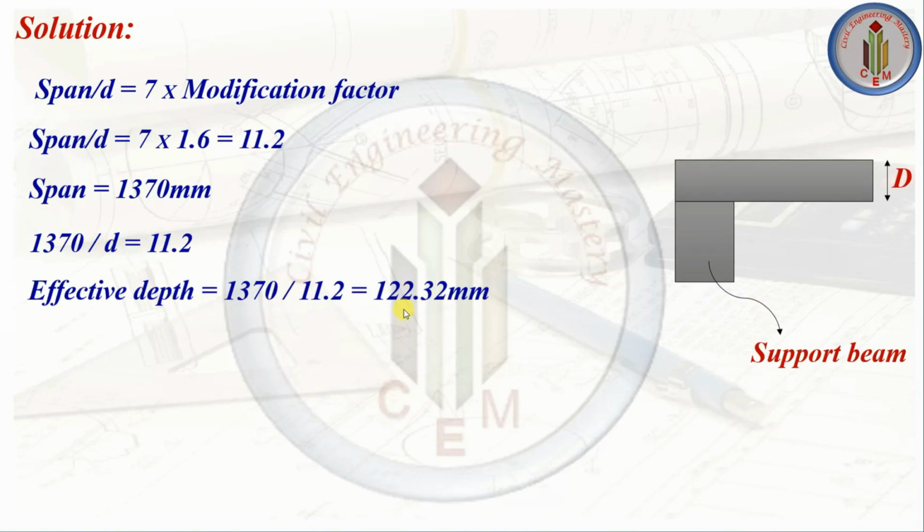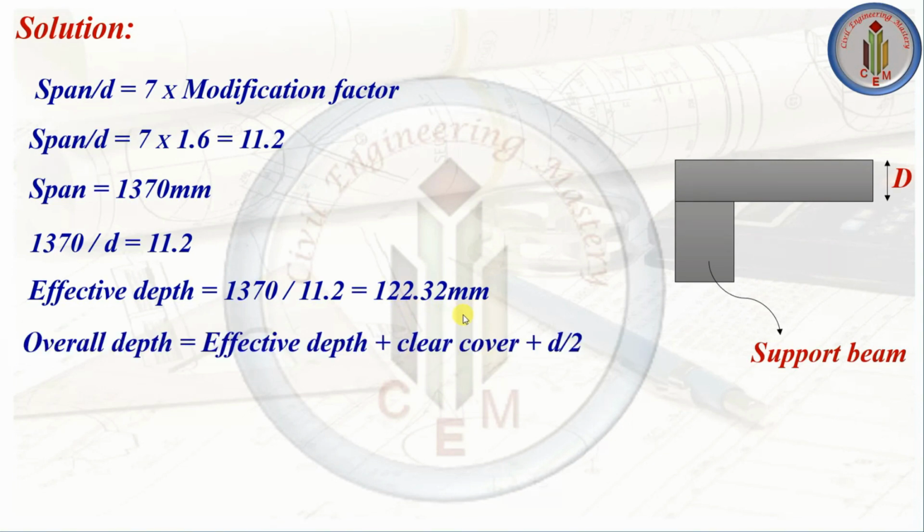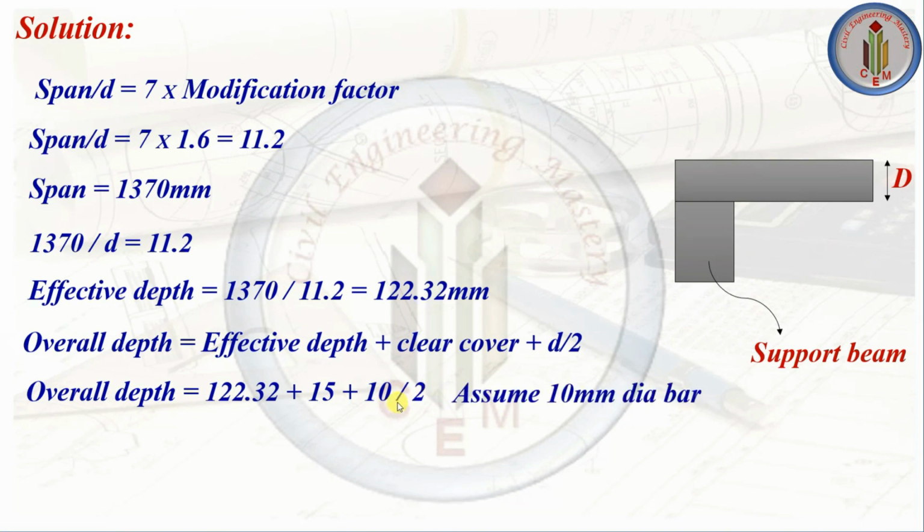So the effective depth is equal to 122.32 mm. Now we need to find the overall depth. Overall depth is effective depth plus clear cover plus dia by 2. Here we know the effective depth, the clear cover is 15 mm for slab, and we are assuming a 10 mm dia bar, so 10 by 2. So the overall depth comes to 142.32. Let's round it off and take it as 150 mm.